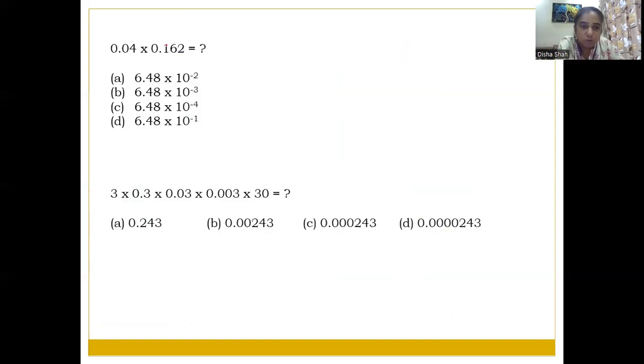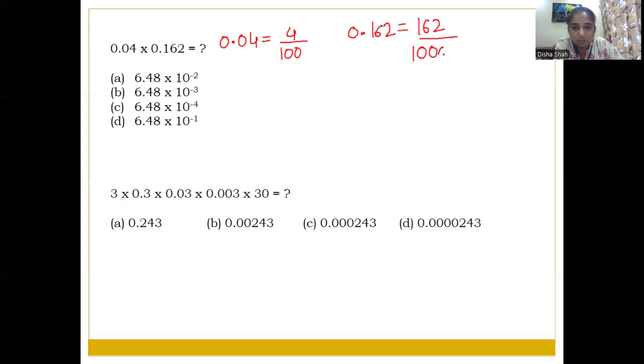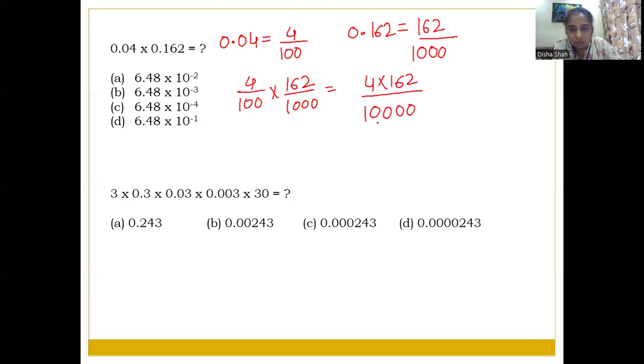नेक्स्ट, 0.04 into 0.162. कैसे करेंगे? तो 0.04 को हम ऐसे तो लिख सकते हैं 4/100, ऐसे लिख सकते हैं. एंड 0.162 को वी कैन राइट एज 162/1000. करेक्ट. सो दिस इज 4/100 into 162/1000. दैट इज नथिंग बट 4 into 162 अपॉन कितने जीरो है? टोटल 5 जीरो. ठीक है.